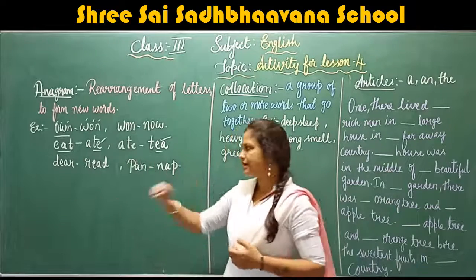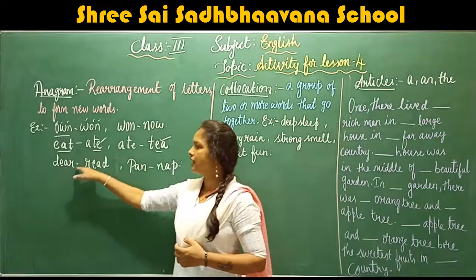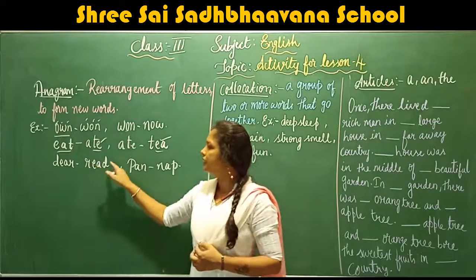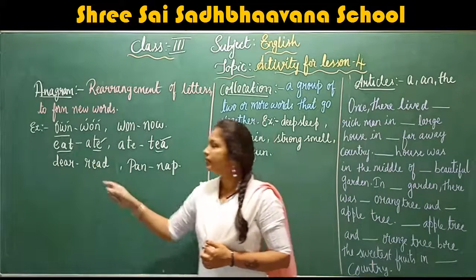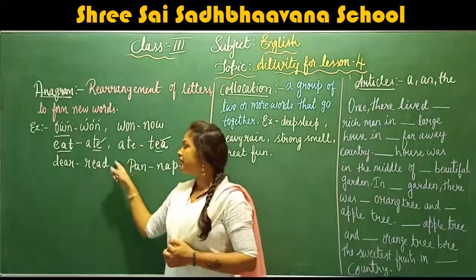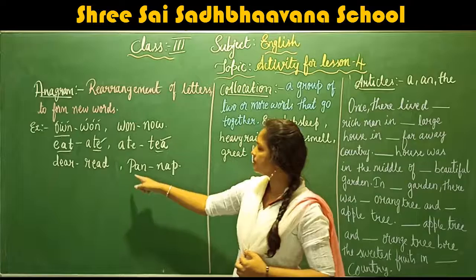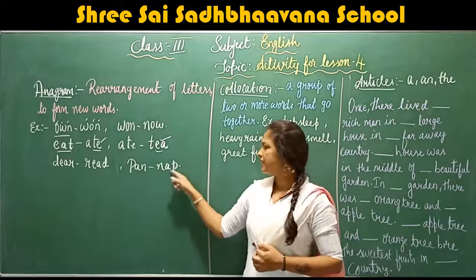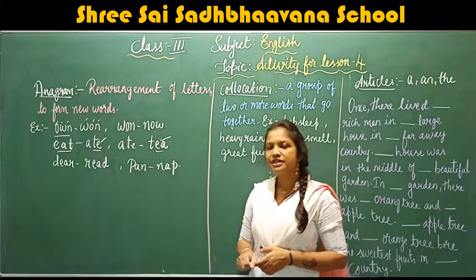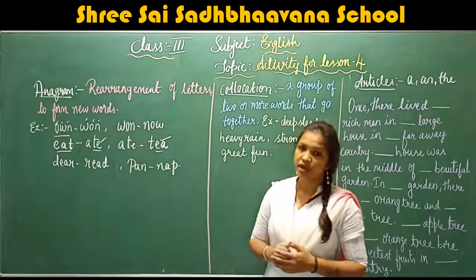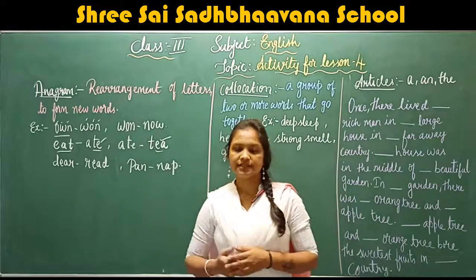Now, next example. D-E-A-R, dear. Now, R-E-A-D, read. By using these four letters, we have rearranged one more new word. Right. Next example, P-A-N, pan, N-A-P, nap. Do you understand, children? Yes, I hope you have understood. Now we will move on to the exercise.